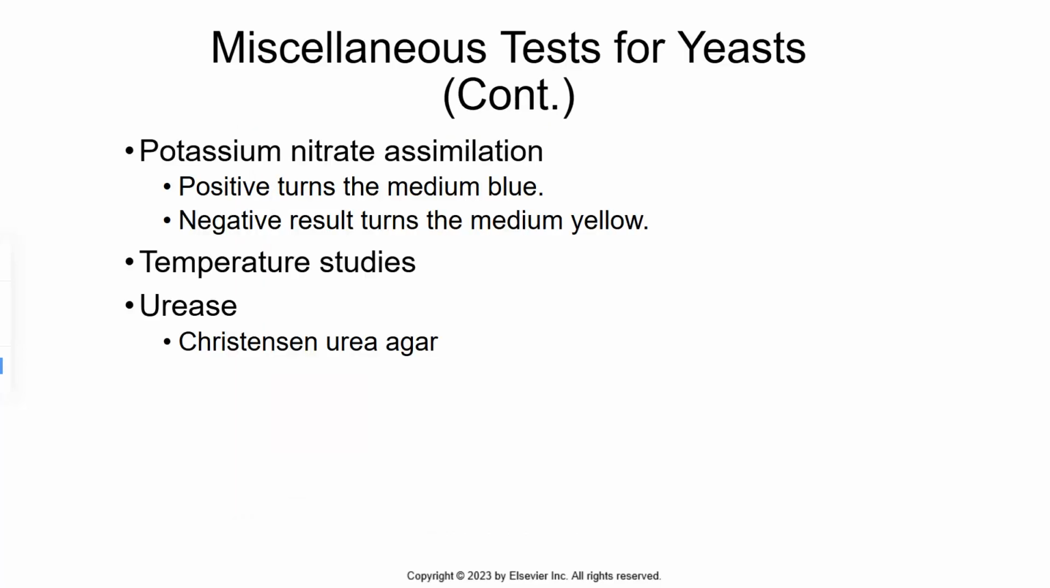Other miscellaneous tests for yeasts: potassium nitrate assimilation. Positive would be blue, negative would be yellow. Temperature studies, so as you saw in that diagram, if it can grow at 42°C, that could differentiate. And urease, so Christensen urea agar.